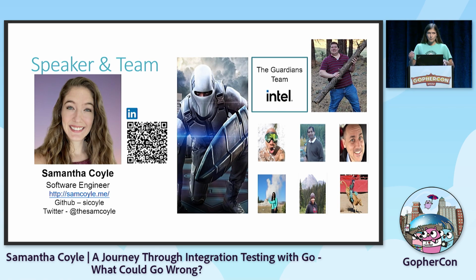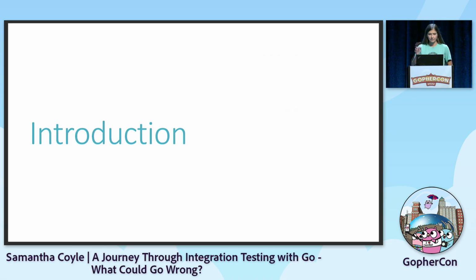So I do go by Sam, and I am in the Internet of Things group at Intel. We work on a lot of different Go microservices for computer vision-based applications for retail or healthcare and so forth. This project and journey involves the Guardians team, and you'll see Anthony here. He's a bit bigger than everyone else, and that's to help highlight that he was one of my main supporters, and he gave me a lot of good feedback throughout this journey. So definitely wanted to highlight that.